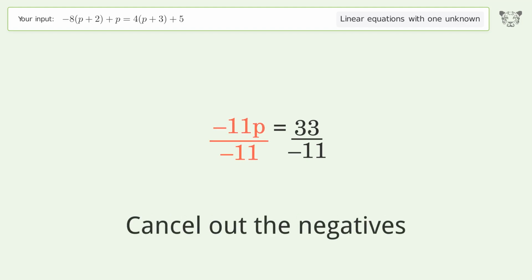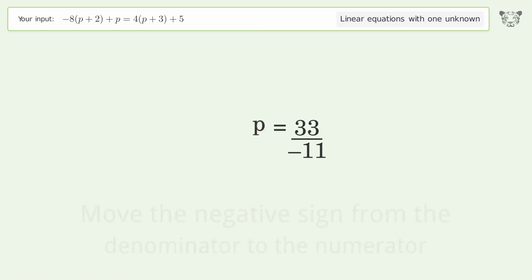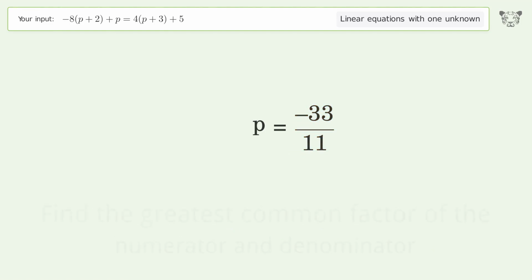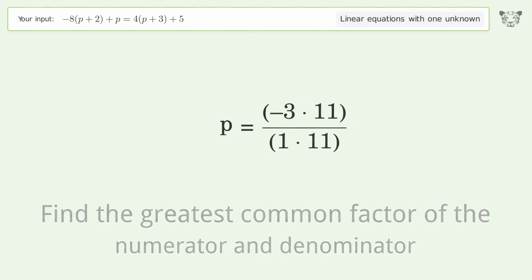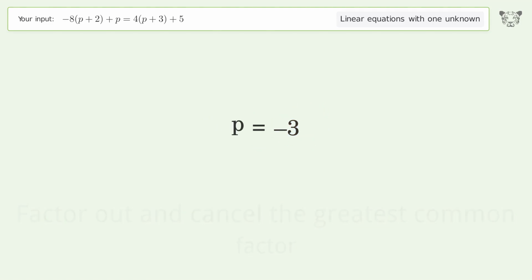Cancel out the negatives. Simplify the fraction. Move the negative sign from the denominator to the numerator. Find the greatest common factor of the numerator and denominator. Factor out and cancel the greatest common factor. And so the final result is p equals -3.